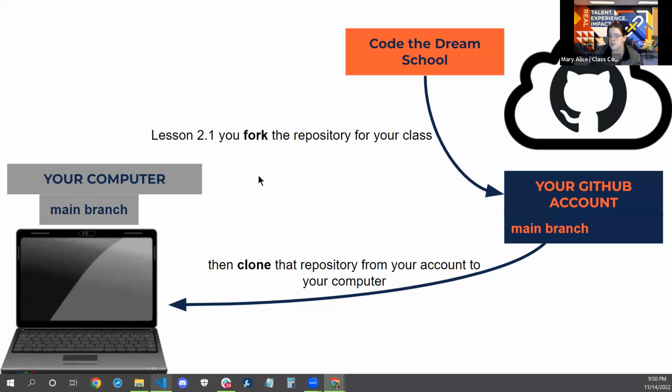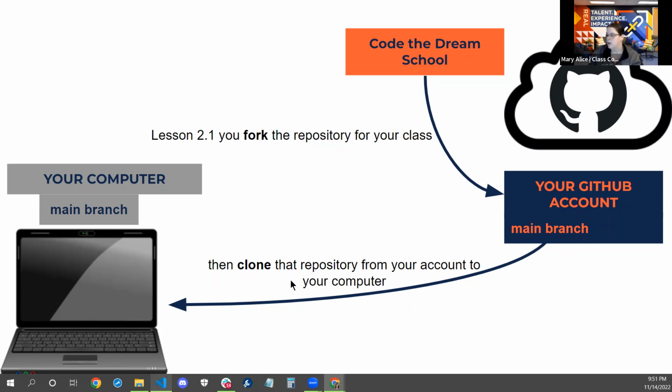All right, so in lesson 2.1, you initially forked the repository for your class. So we had the Code the Dream School GitHub account. We have your GitHub account. So when you fork it, you're saying, let me take a copy and move it over to my account. And it's automatically going to be on the main branch. So it just makes a copy.